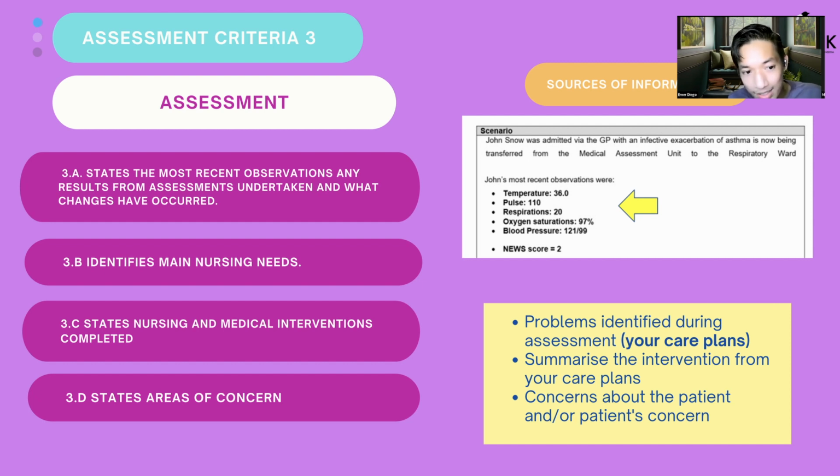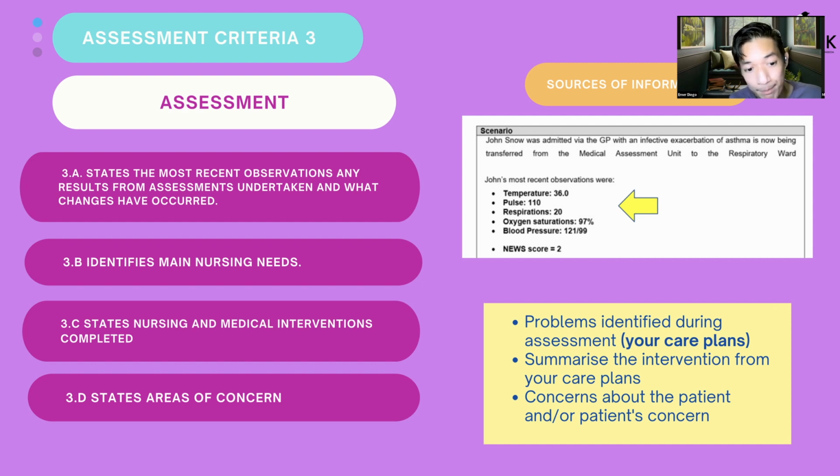3C is to state nursing and medical interventions completed. So where are we getting the information from? Remember on your planning station, the interventions that you've given. So you are basically reading your care plans when you reach the assessment station. It says here, states the nursing and medical interventions completed, so that means you've given it already. The answer should come from your planning paper, on the nursing care provided. Just use past tense when you're handing over on this section.